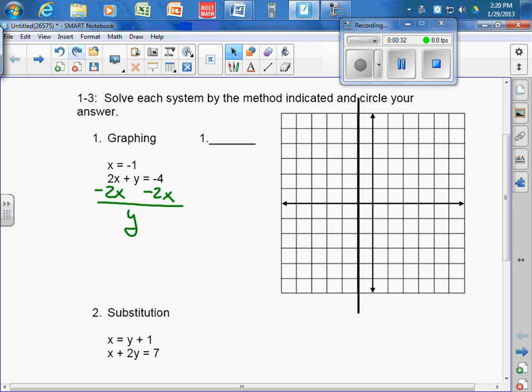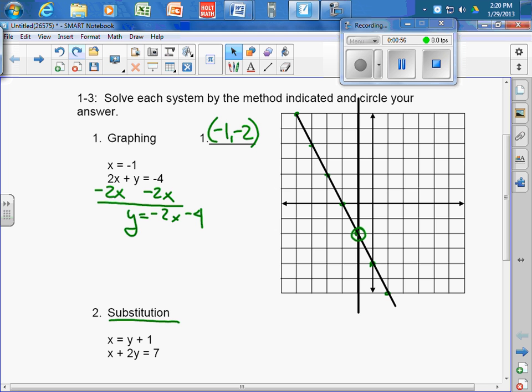And then we're going to subtract 2x from both sides in the other equation. We'll get y is equal to -2x minus 4. So go to -4 on the y-axis, down to the right 1 or up to the left 1, and draw your line. This pair of lines intersects at the point -1, -2.